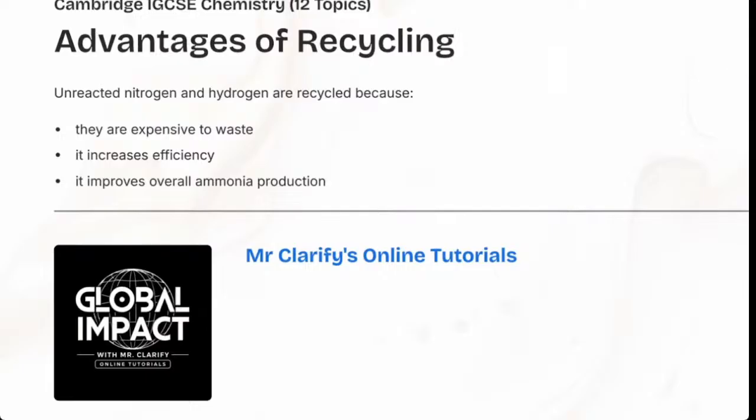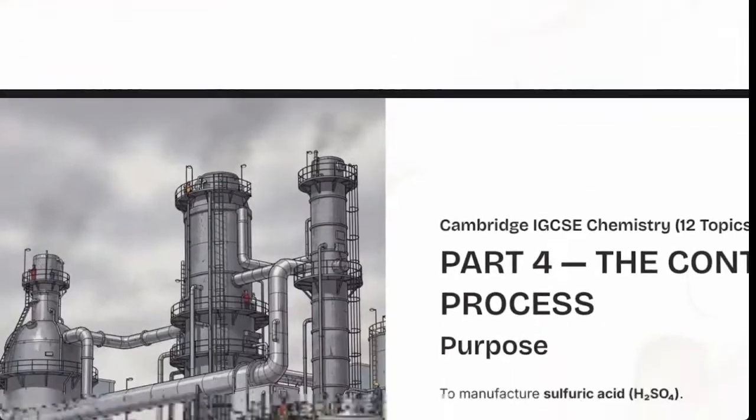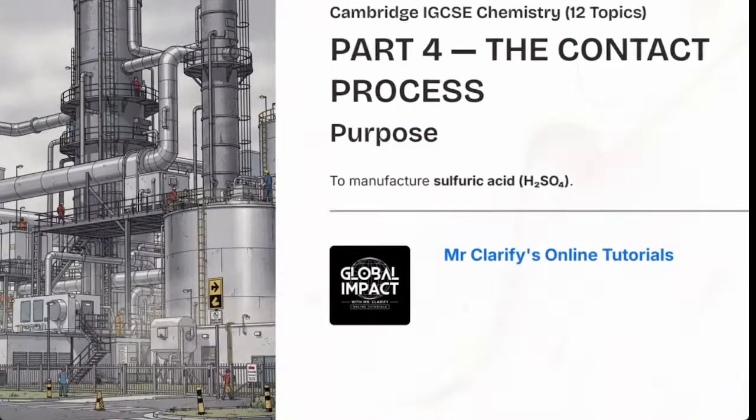Why do you recycle the nitrogen and hydrogen that did not react? When you collect your ammonia, you recycle them and take them back to the chamber. Why? To increase efficiency and reduce the cost, because they are expensive. Now we know everything about the Haber process. We are fine.